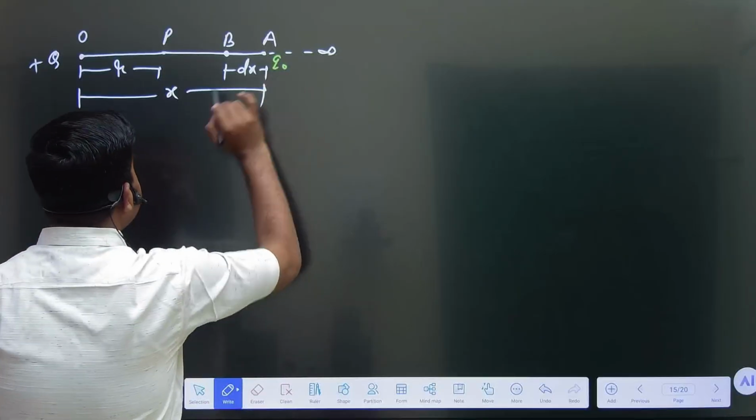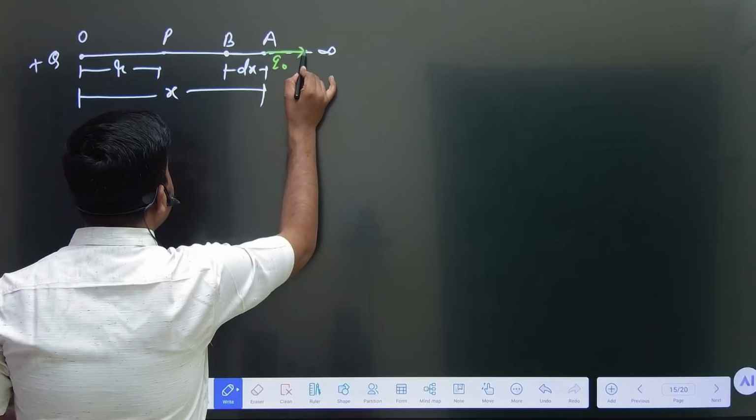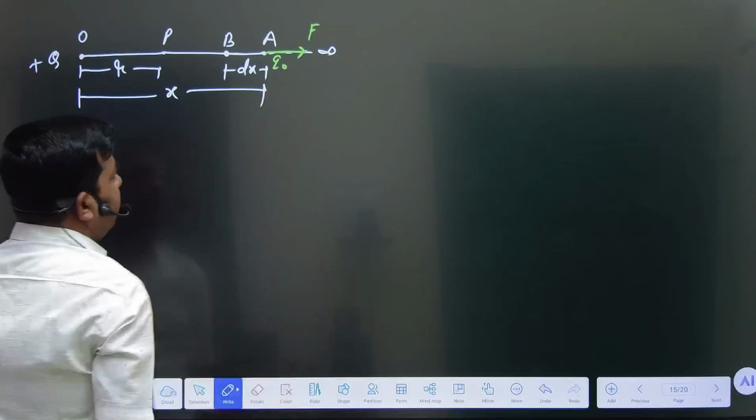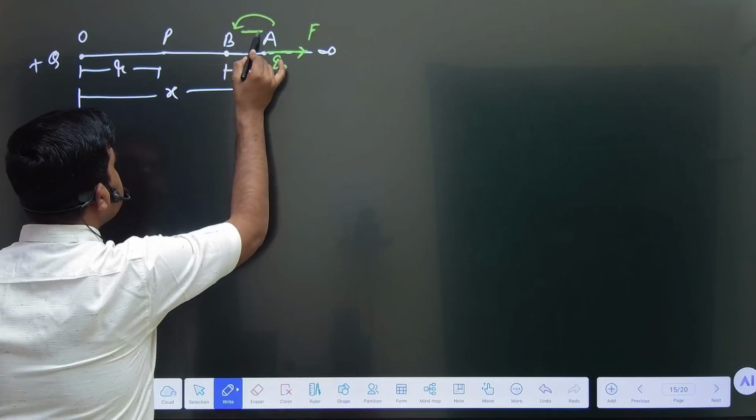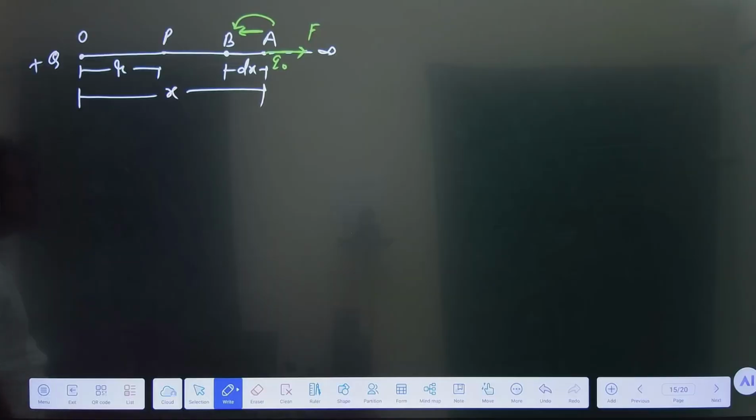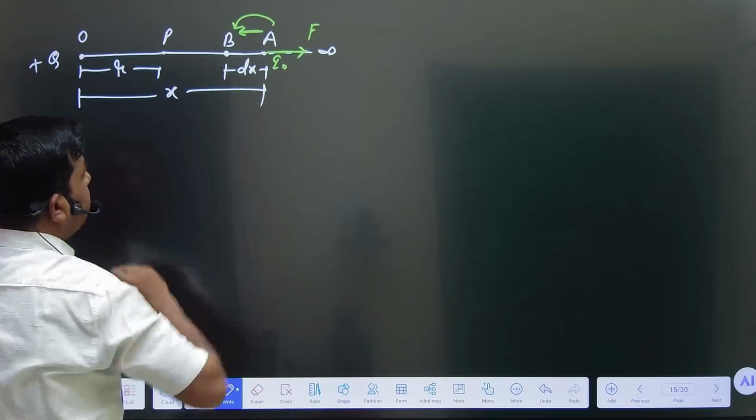But whenever this charge is placed at point A, it repels with the electrostatic force F. But whenever this charge Q naught is brought from point A to B, that is, the displacement direction is A to B, force and displacement are both opposite. So what is the work done to bring this test charge Q naught from point A to B?